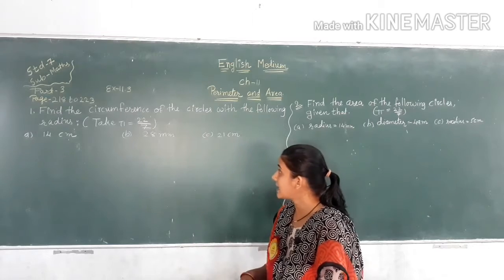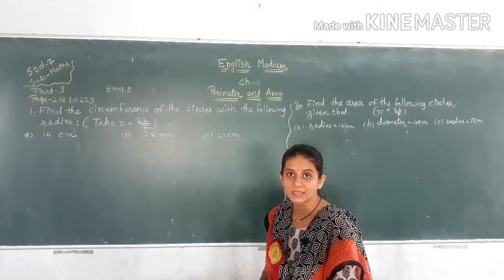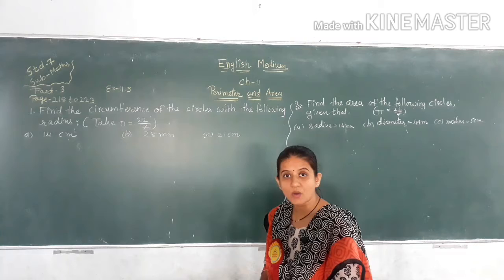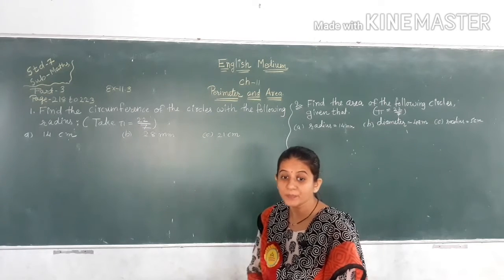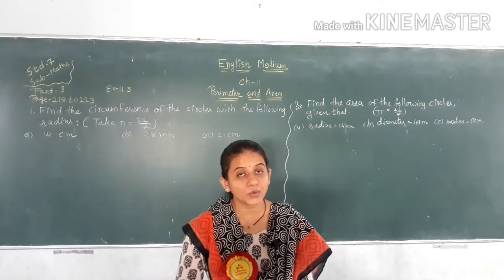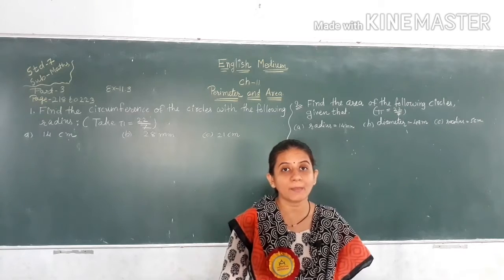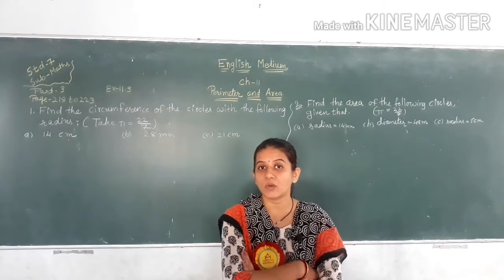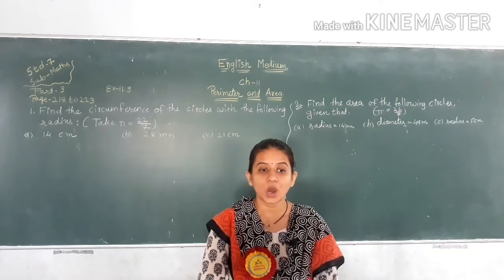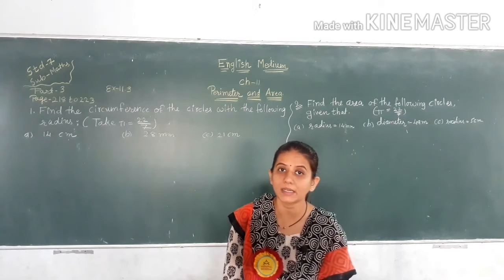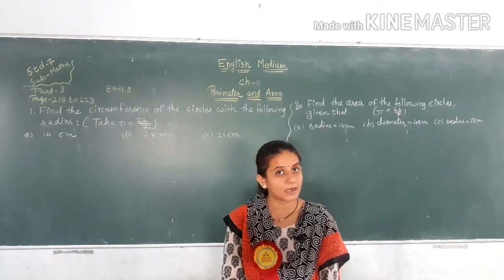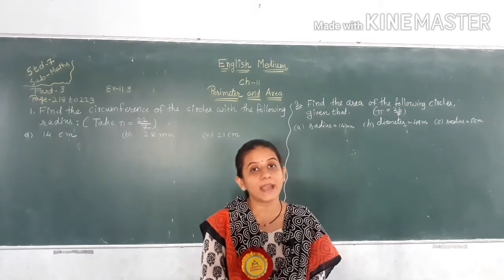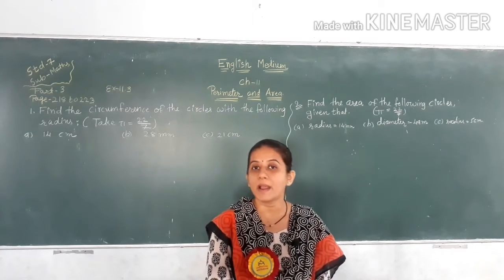In this exercise we learn about the circumference of a circle and the area of a circle. We already know the diameter of a circle is equal to 2 multiplied by the radius of the circle, and the radius is equal to the diameter of the circle divided by 2.